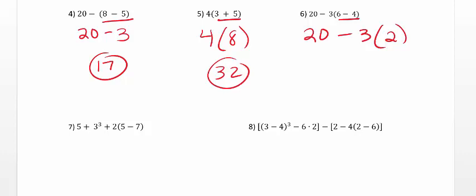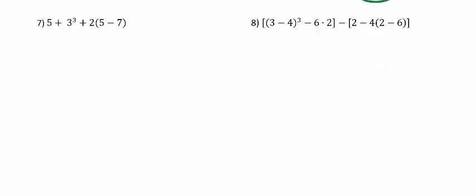And now when I read this left to right, I can see that there's a multiplication here, and that has to come before any addition or subtraction. So I'm going to rewrite this as 20 minus 6, and then now I can go ahead and do 20 minus 6 is 14. In number 7, we start with a parentheses, and we can do that first. So we're going to take care of 5 minus 7. We'll rewrite the rest, 3 plus 3 to the third, plus 2, and then 5 minus 7 is negative 2.